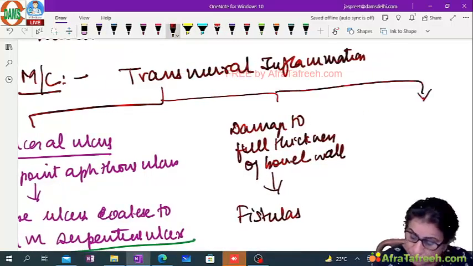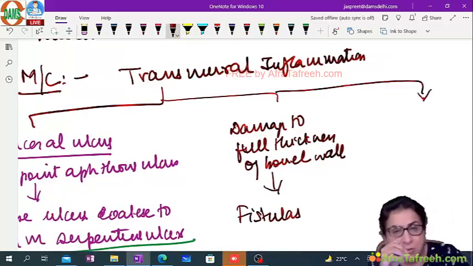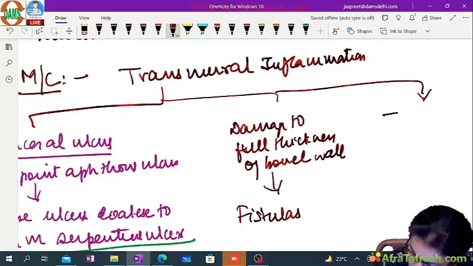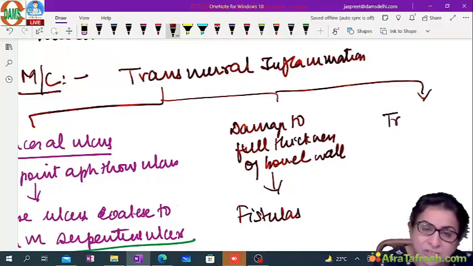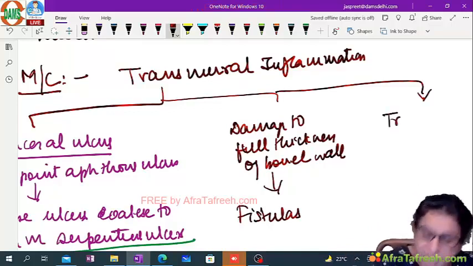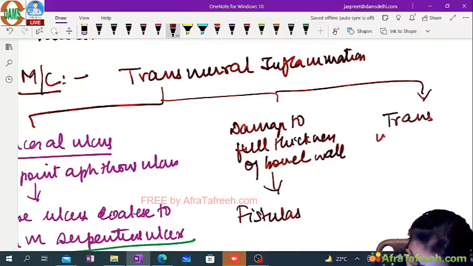Third, now what do you see? Since there is inflammation in all the 4 layers, there is transmural fibrosis. Since there is transmural inflammation, chronic inflammation is there. When it heals, there is transmural fibrosis.